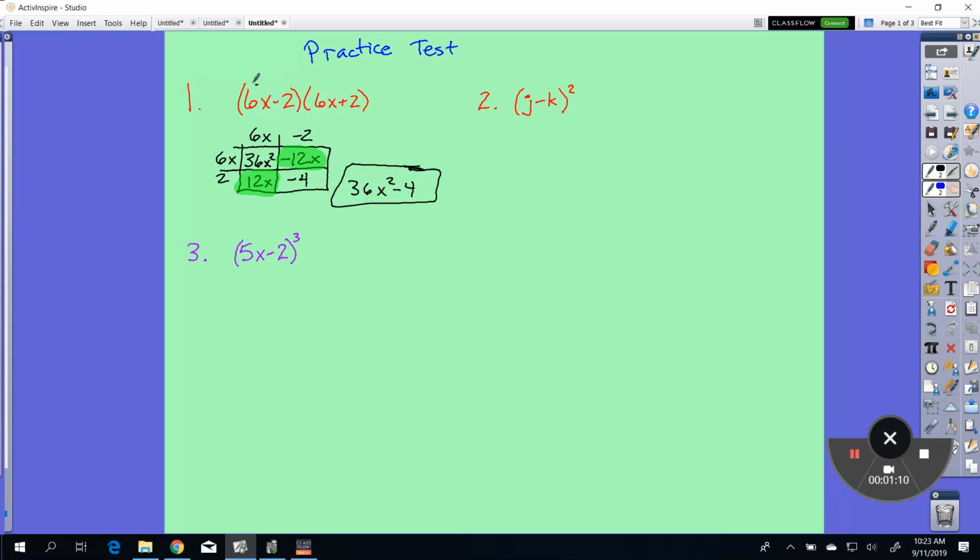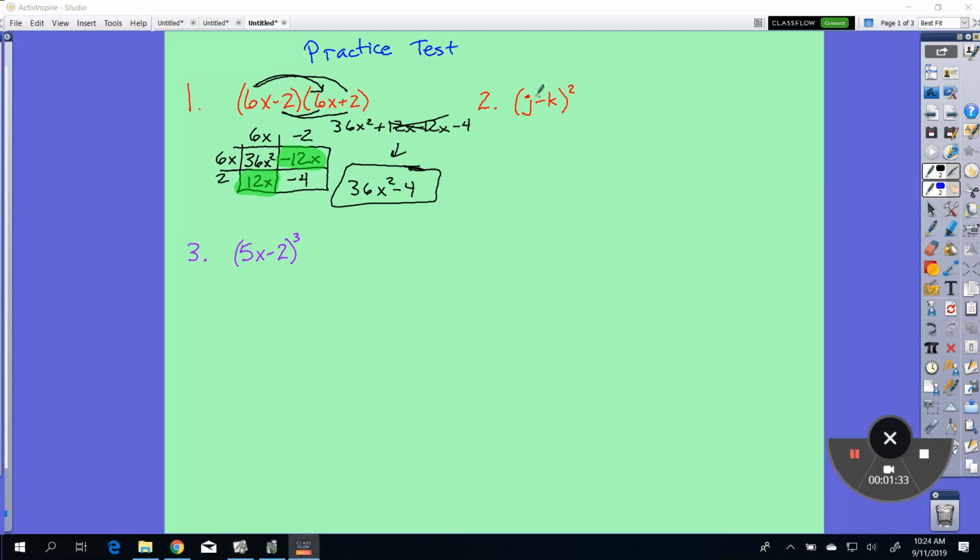If I were to do it the other way, this is the way I do it most of the time. I go 6x times 6x is 36x squared. 6 times 2 is 12x. Negative 2 times 6 is negative 12x. Negative 2 times 2 is negative 4. And then I see those go away and I get the answer down below. So I don't care which way you do it, you get credit either way.